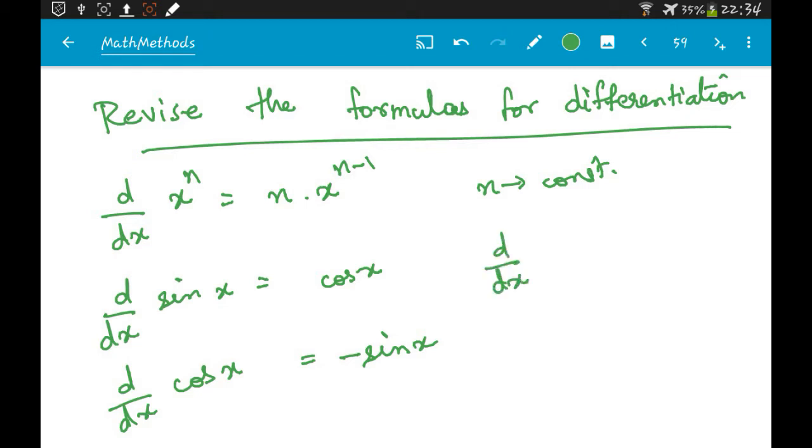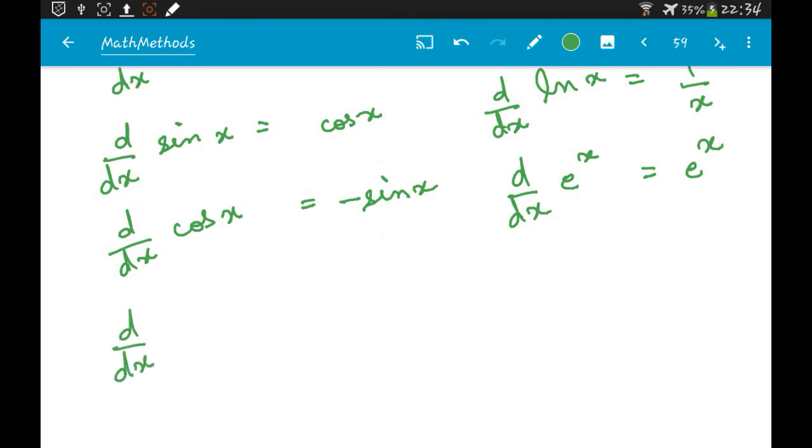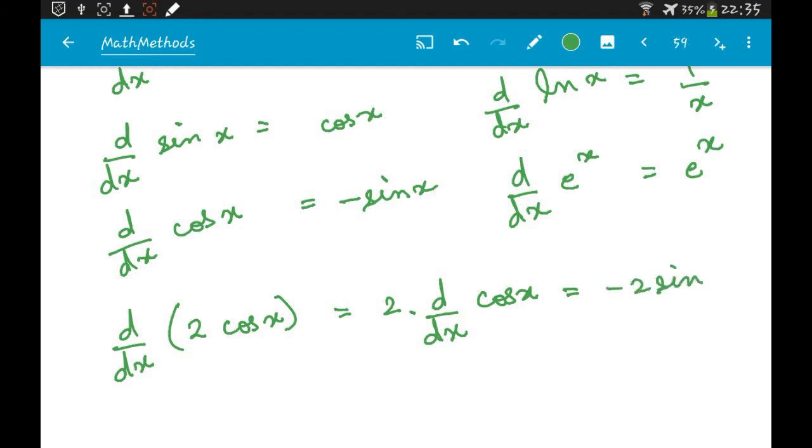Then d by dx of ln x will give you 1 by x. And then d by dx of e power x will give you e power x. What if you have a constant? So d by dx of, let's say, 2 cos x. Then 2 is a constant, so it won't change. So you just keep it outside. So you do 2 into d by dx of cos x. Now you can apply this formula, which gives minus 2 sin x.